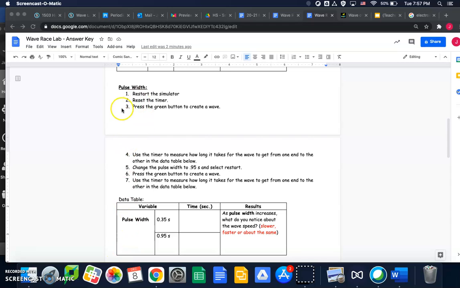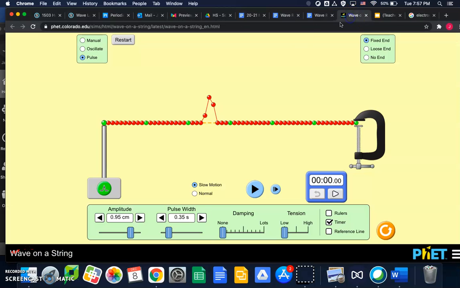Okay, so in this experiment, we're going to be playing around with the pulse width, and we're going to see how that affects the speed of the wave. So we're going to go back to the simulator, and we're going to restart that. That's in the upper left-hand corner up here. Click Restart.